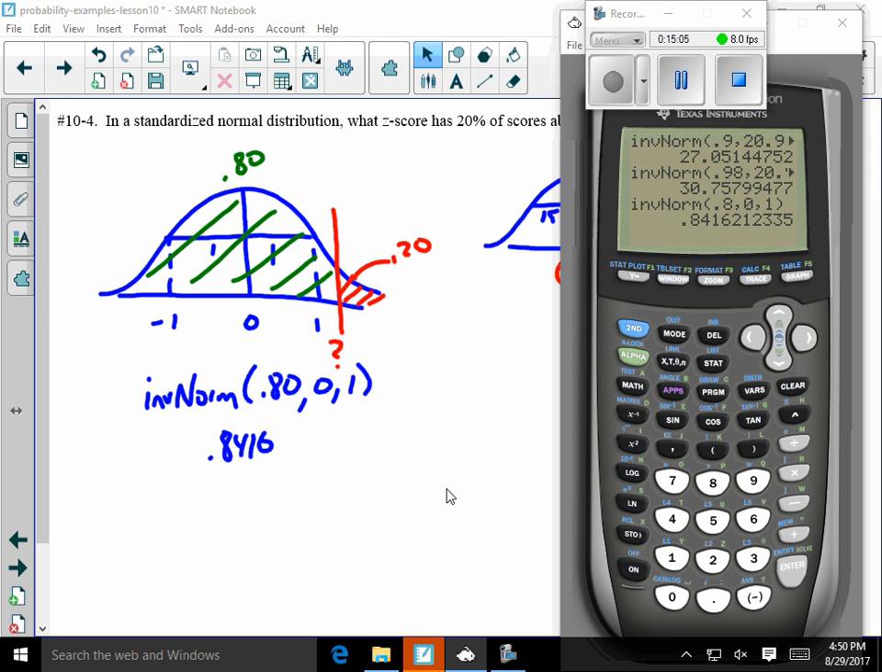The way I would interpret that, you could label that as a z-score. And sometimes I'll even put a sigma here to remind me that whenever I'm working with z-scores, I'm really talking about the number of standard deviations.